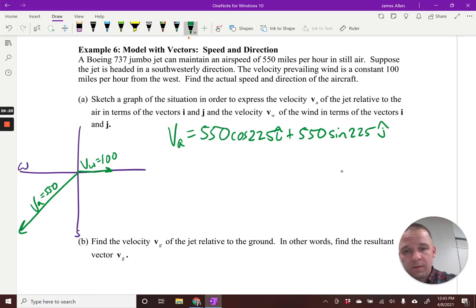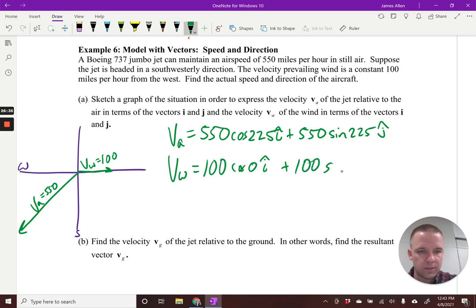Let's do the same thing for the velocity of the wind. So in this case, remember 100 was our speed there. So we'd have cosine of, well, that's a 0 degree rotation, right? So 100 cosine of 0, i hat, plus 100 sine of 0, j hat. Cool. Now, in this next part, because that was all this asked for here, just the velocity of the aircraft and the velocity of the wind. Look at the next one.